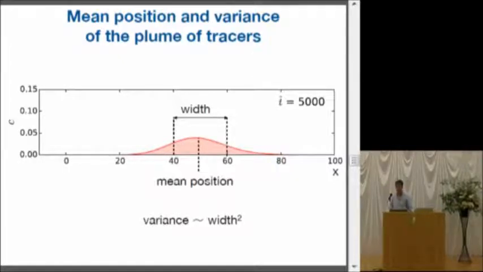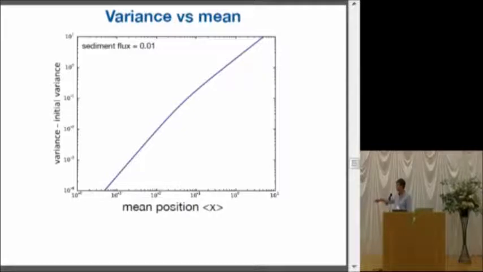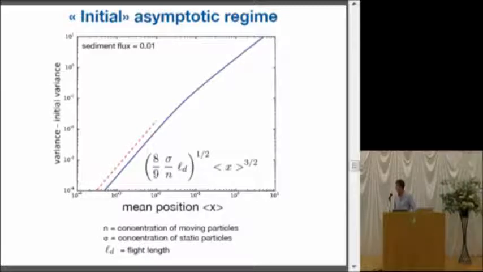So here is what happens if I plot the variance of the plume of tracers minus its initial value as a function of the mean position of the plume of tracers. And these are not data. These are, of course, the result of the previous numerical calculation. Now, I don't have the time to go into the calculations, but it's possible to show analytically the existence of a crossover between two different asymptotic regimes. The first regime is a short-time regime. You can see it here.